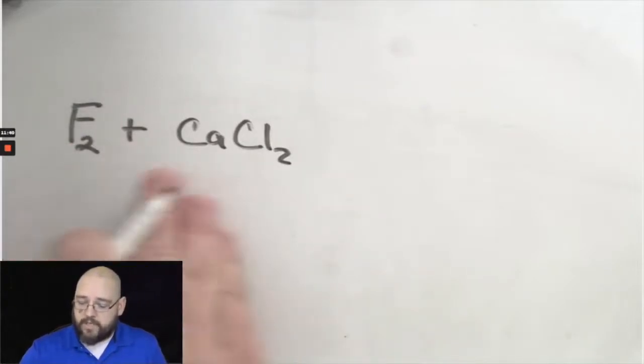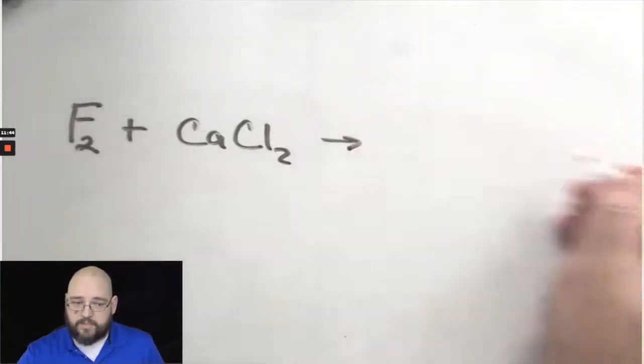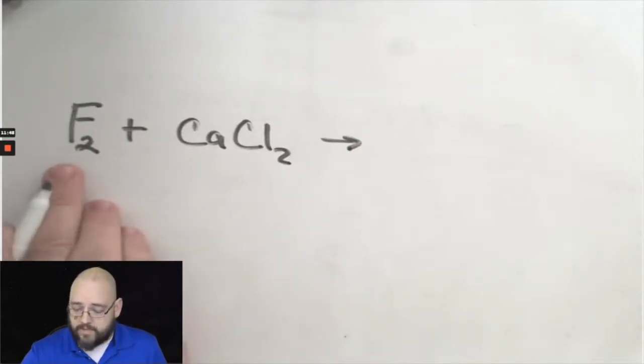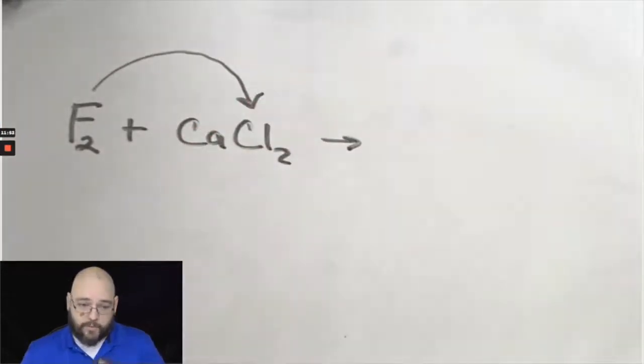So fluorine is going to react with calcium chloride to produce something. Now, what we have to do is look at this. Fluorine is a nonmetal, so this time fluorine is going to try and replace the anion. Because fluorine is a nonmetal, it's going to try and replace the nonmetal. Now, the activity series for the nonmetals, and the only ones we're ever going to deal with on this, are going to be the halogens.